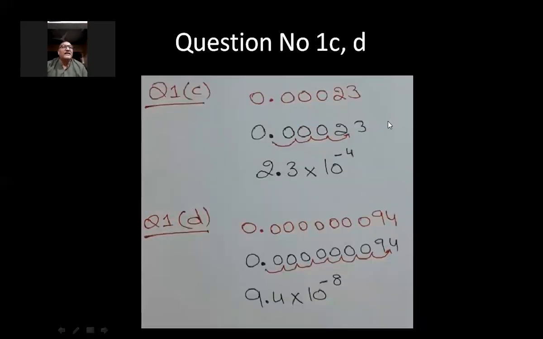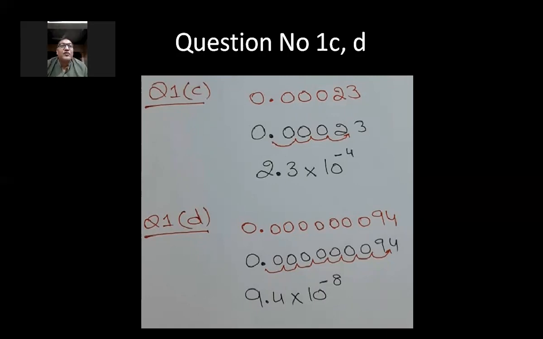So question number 1, its C part, is 0.00023. I will move this decimal so that the number becomes more than 1 and less than 10. The decimal is here, so it will go 1, 2, 3, 4 steps to the right side. So it will be 2.3 into 10 raised to power, because you moved 4 steps to the right side, the power will be negative. It will be minus 4. So 2.3 expo minus 4.